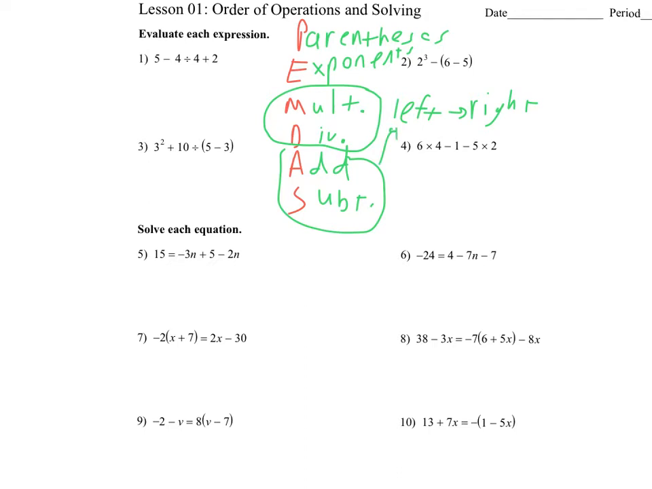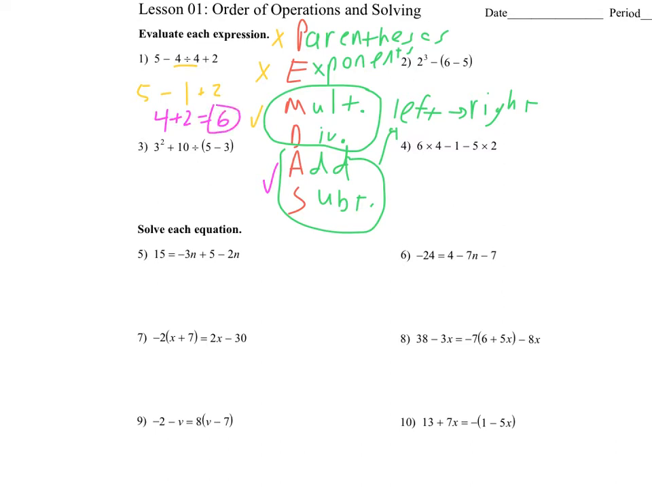Okay, so number one here, I don't have any parentheses. I don't have any exponents. I do have a division, so I'm going to do the 4 divided by 4, which is 1. So we have 5 minus 1 plus 2. Then I'll do my addition and subtraction left to right. So it's going to be 4 plus 2, which gives you my final answer of 6.